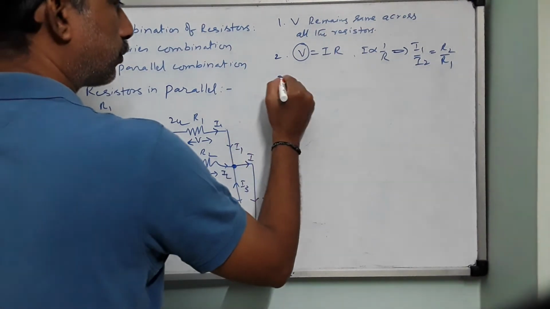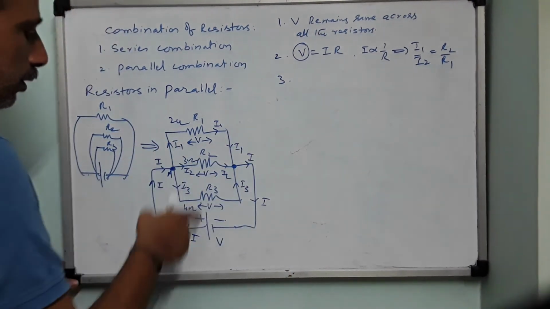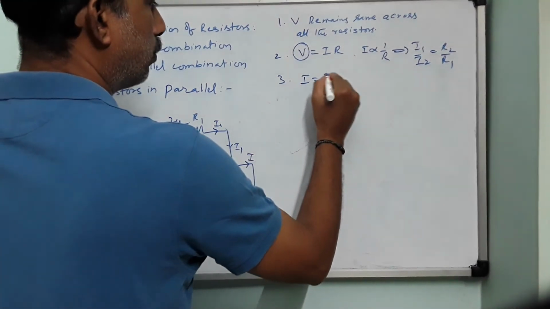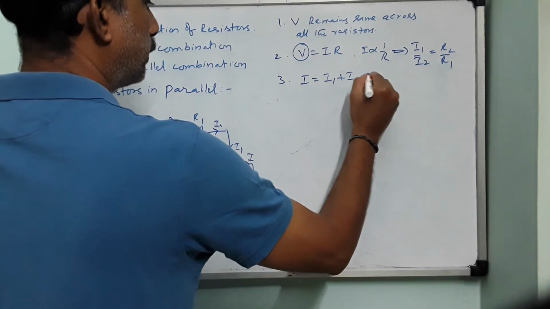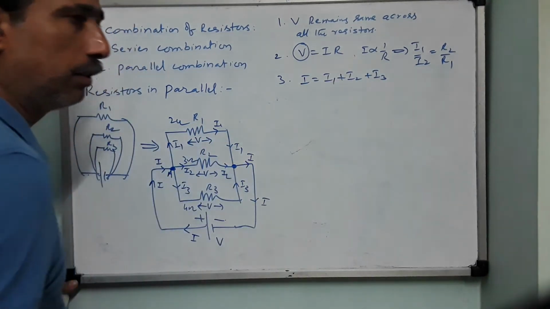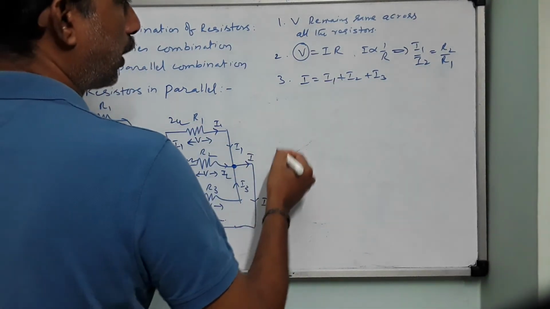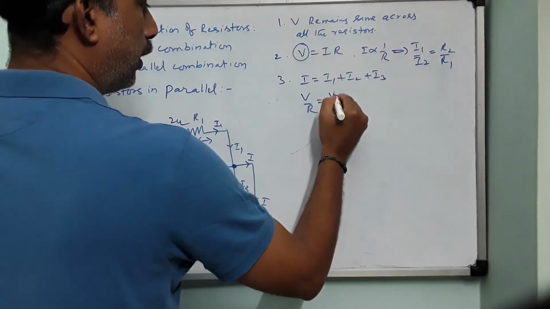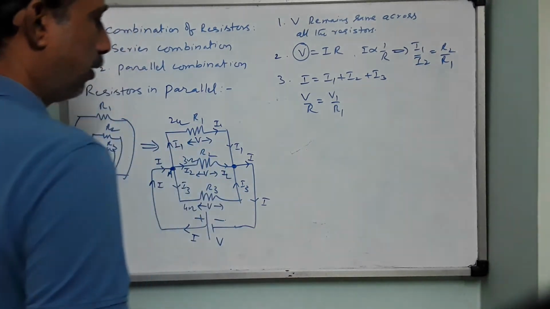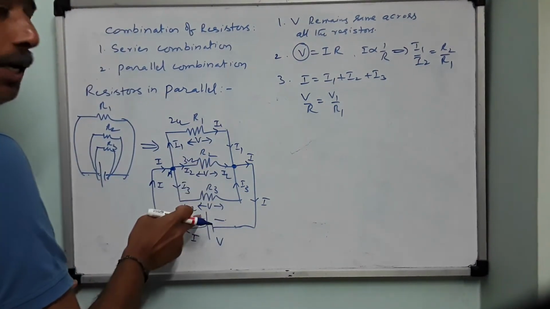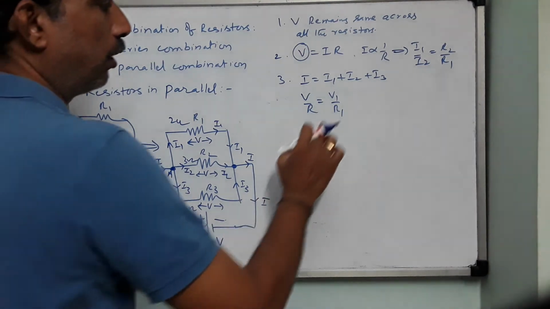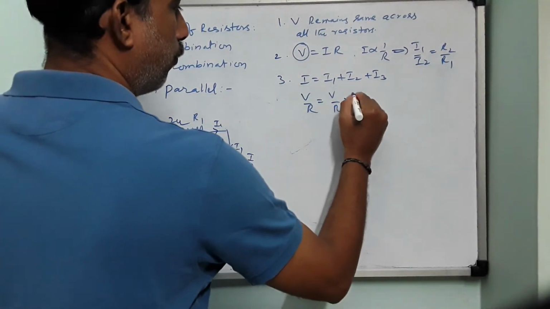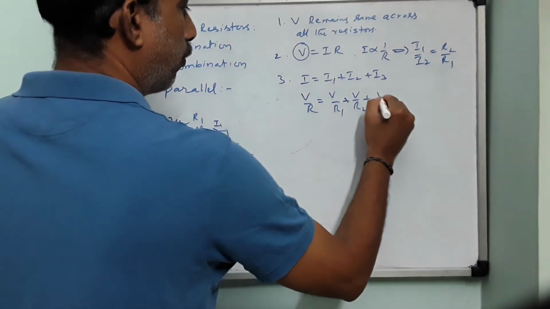Number 3. As a single current I is divided into 3 parts, you can write I equals I1 plus I2 plus I3. Now again use Ohm's law. V equals IR, I equals V by R. V by R equals I1, it should be V1 by R1. But V1, V2, V3 are not there. All of them have the same potential, so this should be V by R1 plus V by R2 plus V by R3.